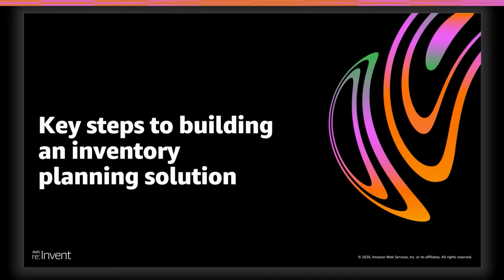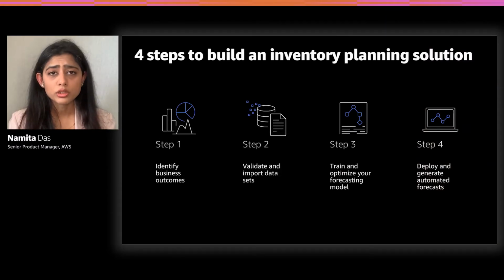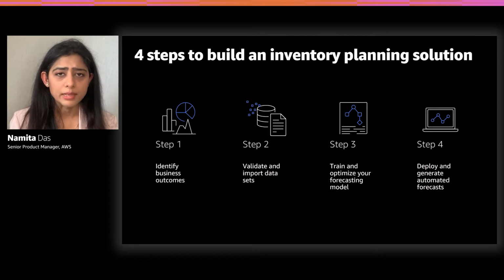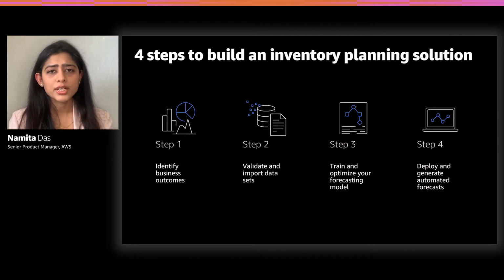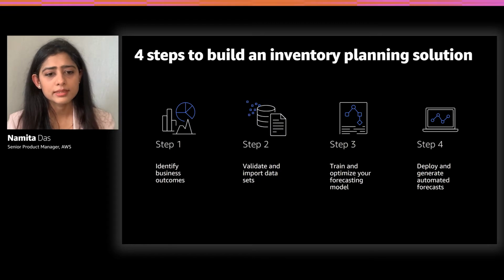Now that I've given you an overview of what Amazon Forecast is, I'm going to walk you through some key steps that you can use for building your inventory planning system. Customers who are successful use Amazon Forecast in 4 steps. The first is to identify your business objective and the business use case. The second is to identify data sets that are needed for those business use cases.